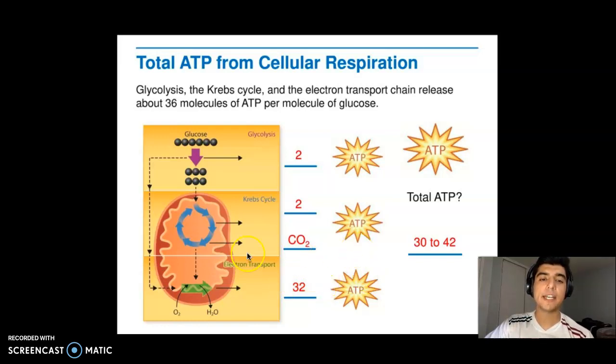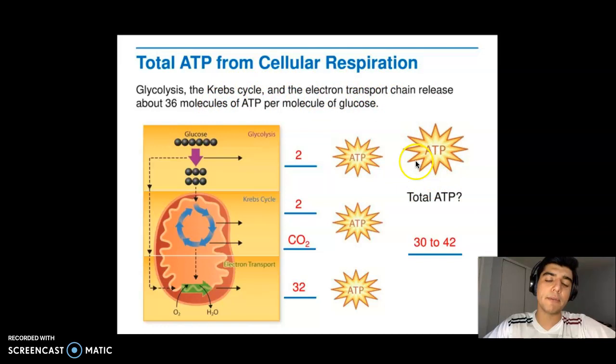32 ATP. Depending on the textbook that you're reading, a lot of textbooks in cellular respiration vary on the net result, on the net gain of ATP per glucose molecule. Usually you're going to get something within 30 to 42. Some textbooks have 36, but a safe bet would be 30 to 42 total ATP gain per glucose molecule.